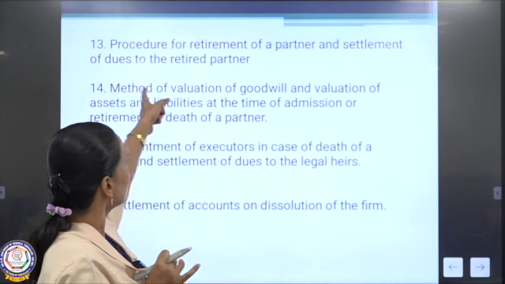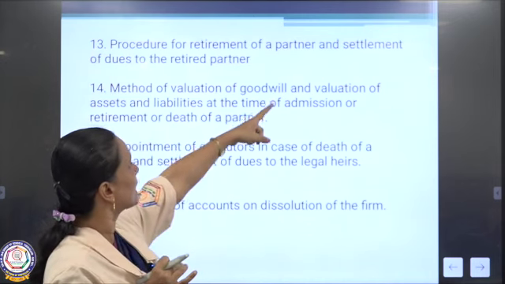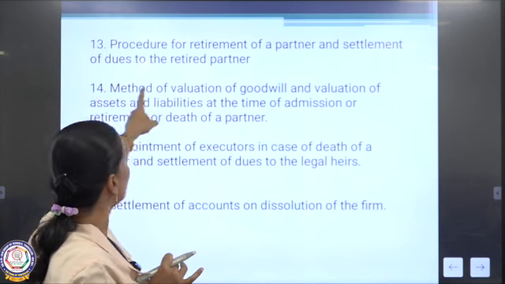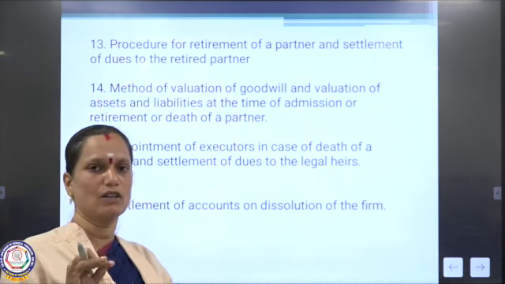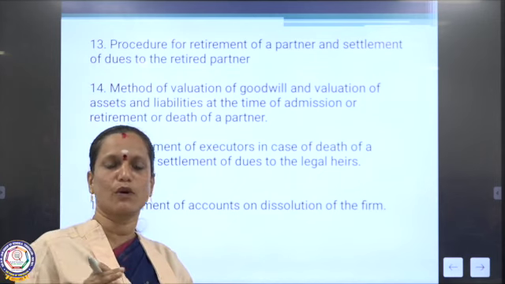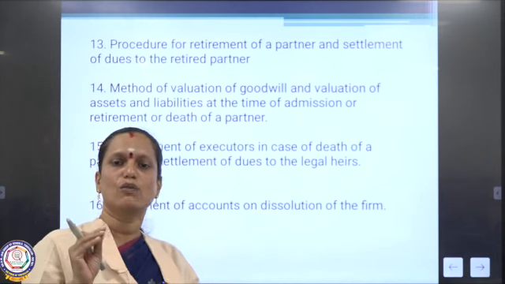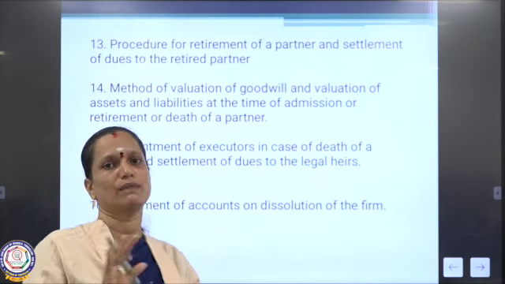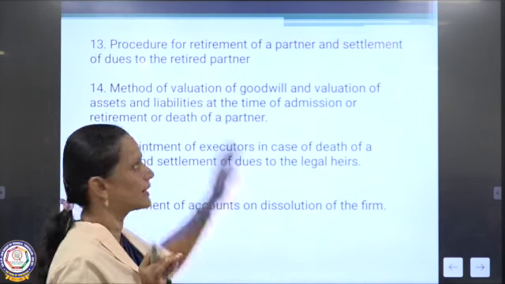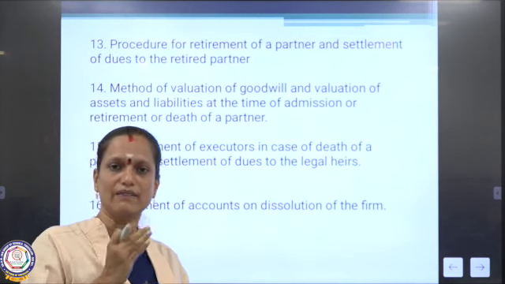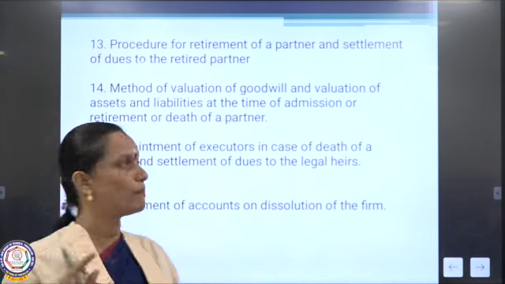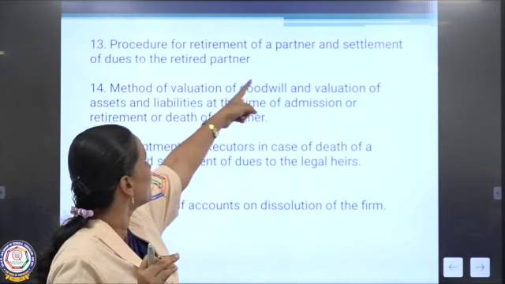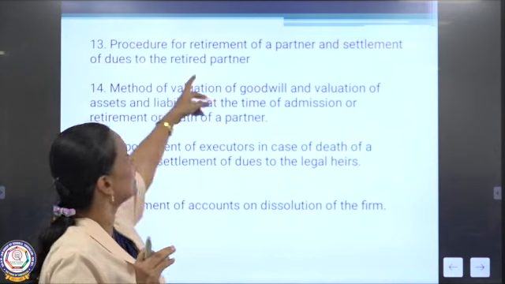And then procedure for retirement of a partner and settlement of dues to the retired partner. See, if any partner is not willing to continue the business, he wants to quit the business. So what he is doing, he wants to leave that business, that is called retirement. If he is leaving, how are we going to settle the amount for that particular partner? Retirement of a partner and settlement of dues to the retired partner.